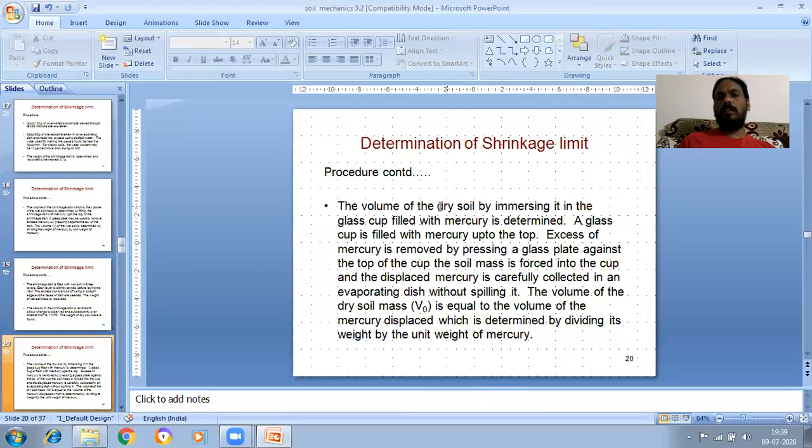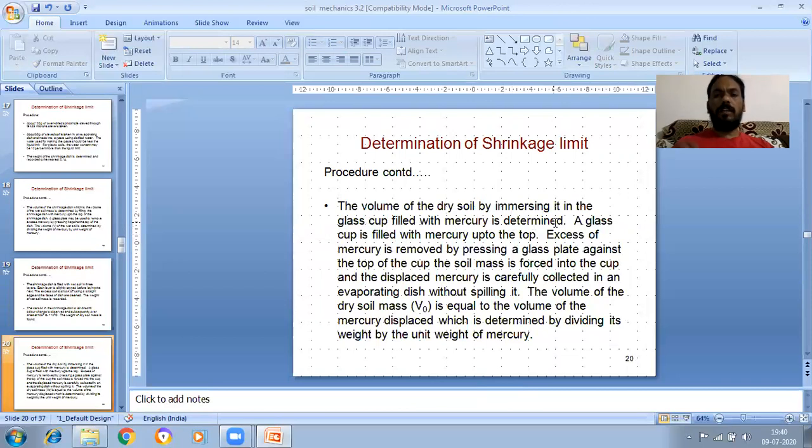Next, the volume of the dry soil. The volume of the dry soil also we need to find out, because when the soil sample is dried, the volume is also changing. So how do we determine the volume of the dry soil? By immersing it in a glass cup filled with mercury.